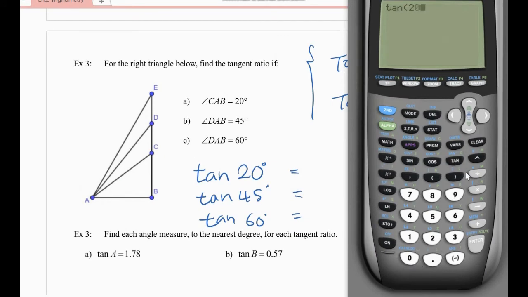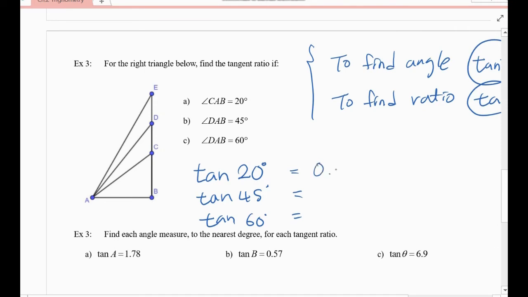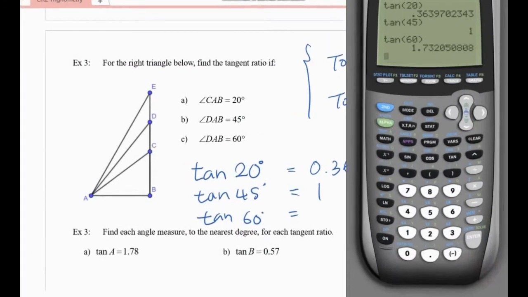tangent 20, tangent 45, and tangent 60. So 0.36391, 1, 1.732. So 0.36 and 1.73.